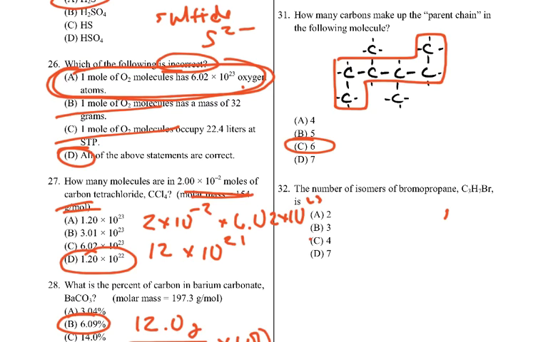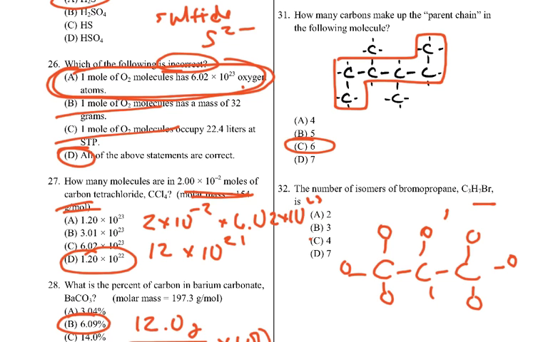Now the number of isomers of bromopropane. So C3H7Br, that's like C3H8. That means everybody is going to be a single bond. And where can we put that bromine? Okay, the bromine could go here, here, here, here, here, here, and that would all count as 1 bromopropane. Or we could put it here and here, change colors, and that would count as 2 bromopropane. So the answer is that there are 2 isomers of bromopropane. And that's the end of this section of the practice test.